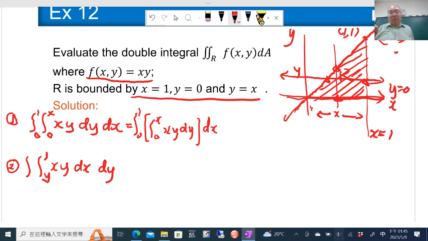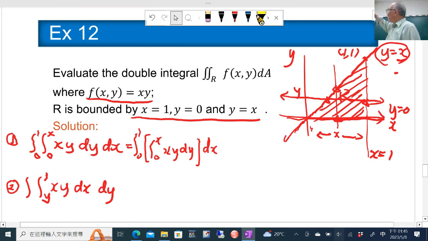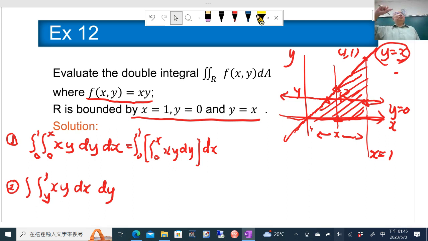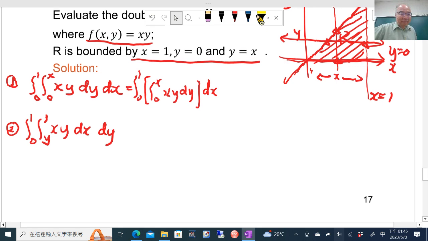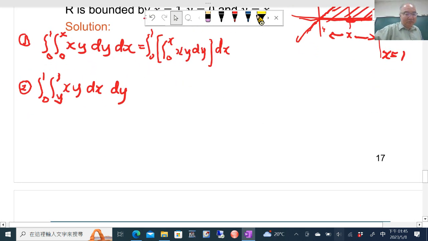Okay. And what kind of y you can change? What is the possible range of y that you can choose from? And since our y is in the bottom 0, on the top 1, so your y can choose in between 0 and 1. Therefore your integration limit for the y will be 0 to 1. Okay, now let's try it to see what happened. What is the possible result? 0 to 1.